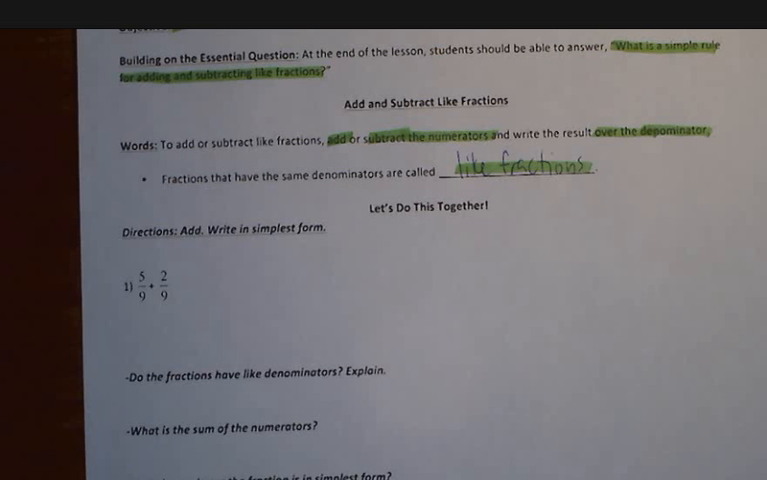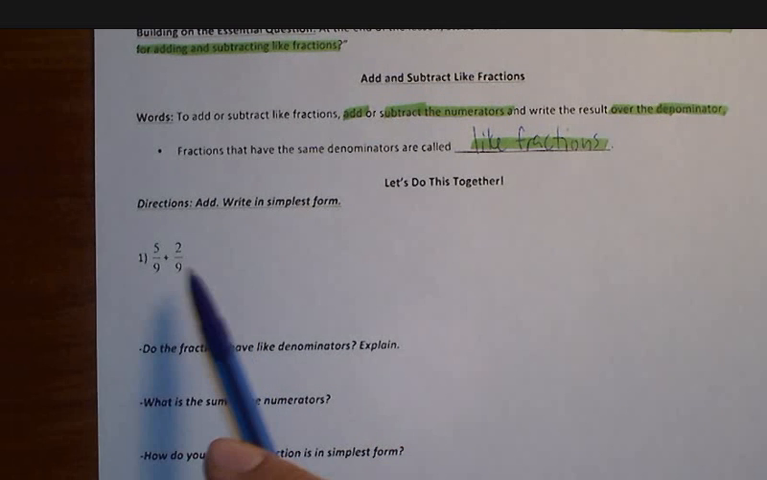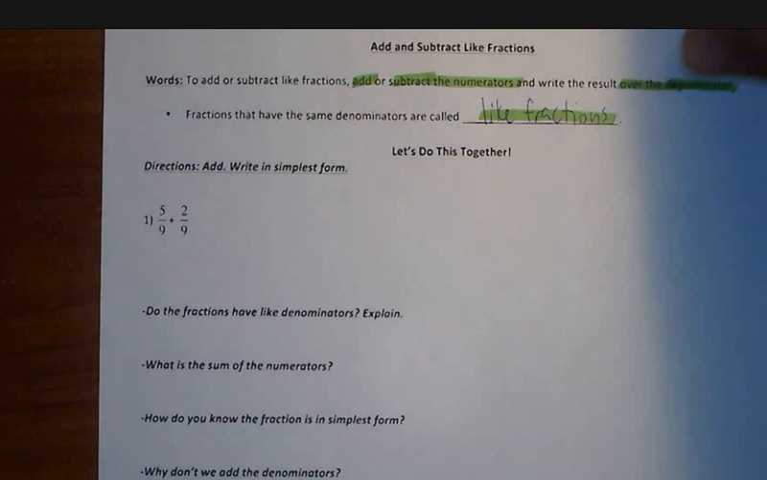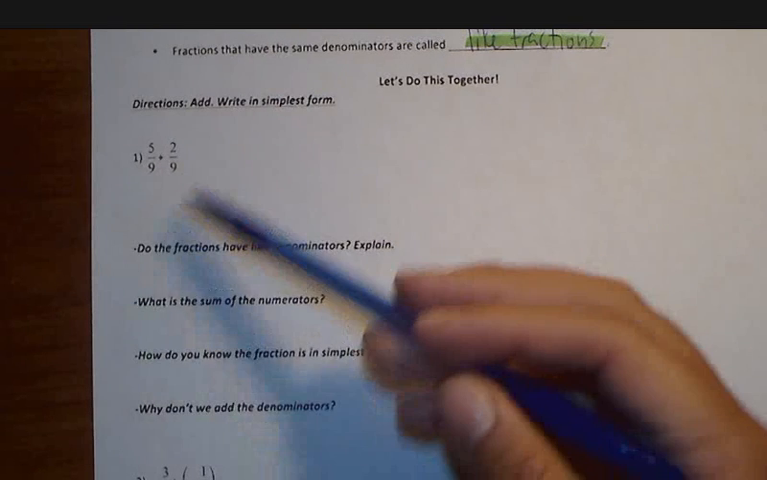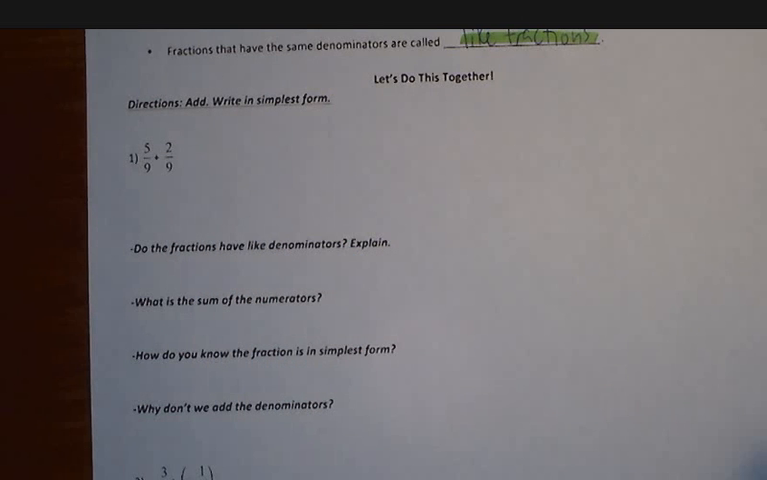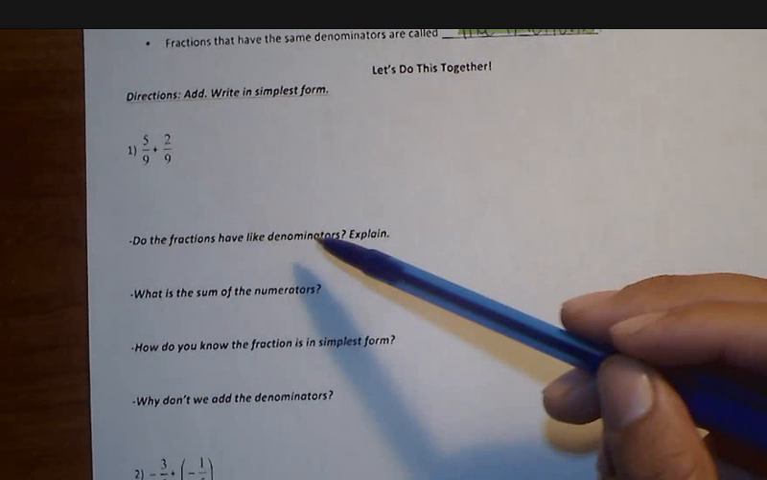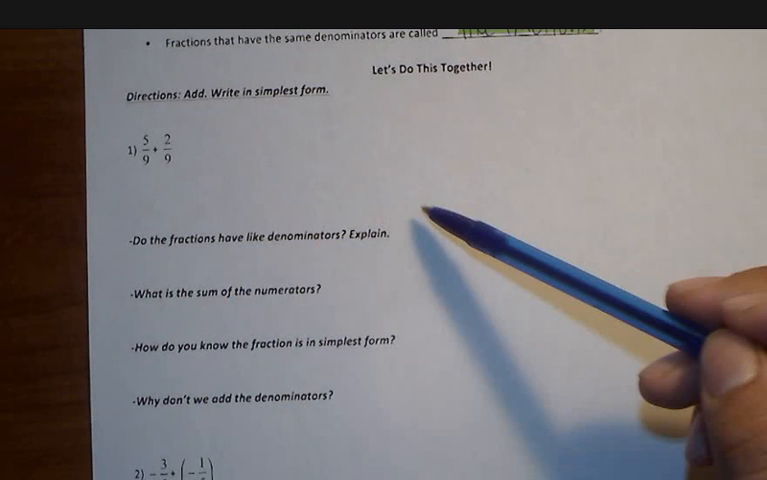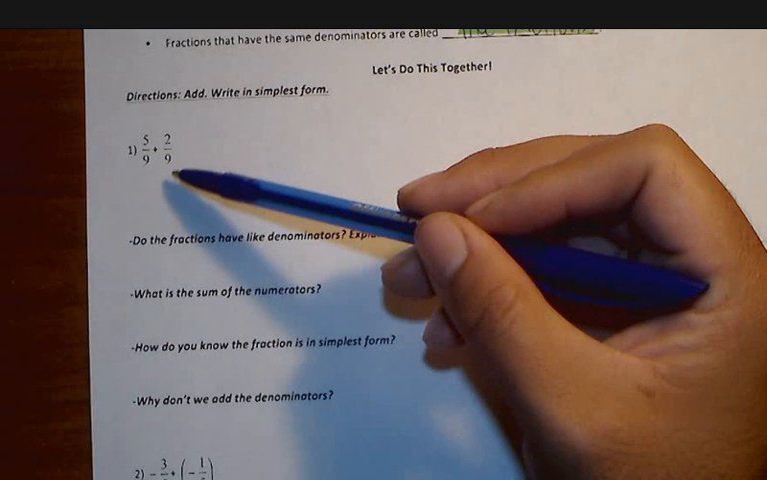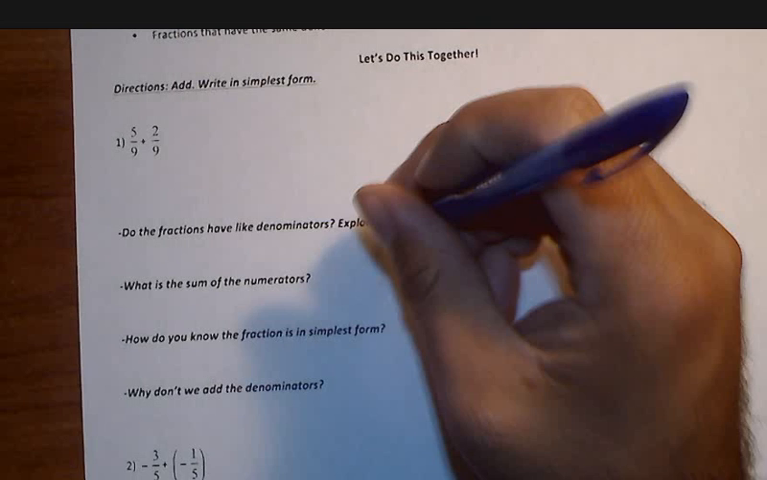So we're going to do a problem together. But before we start diving into solving this problem, there are a series of questions here that are hopefully going to help us understand how to tackle not only this problem, but other problems as well. Let's look at the first question. Do the fractions have like denominators? Explain. If I look at the two denominators, I notice that yes, both denominators have the same number, which is 9. So we're going to write that down here.